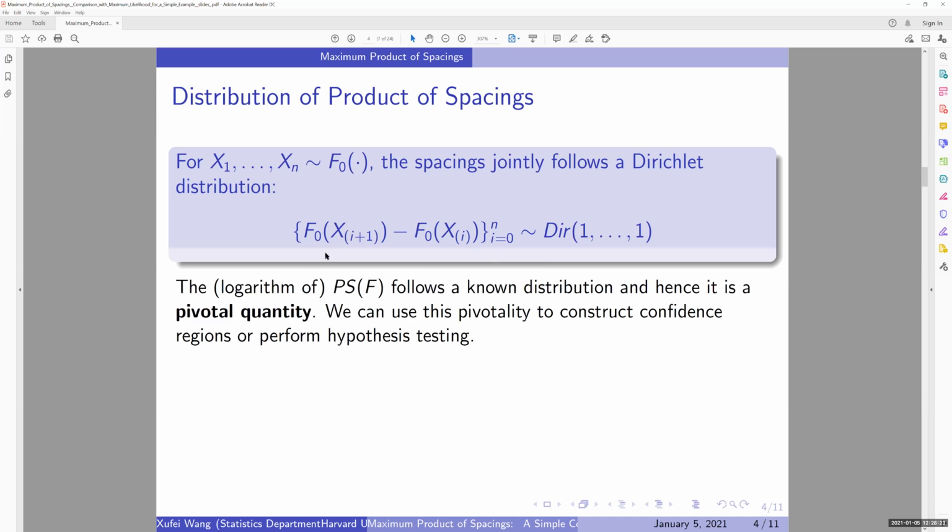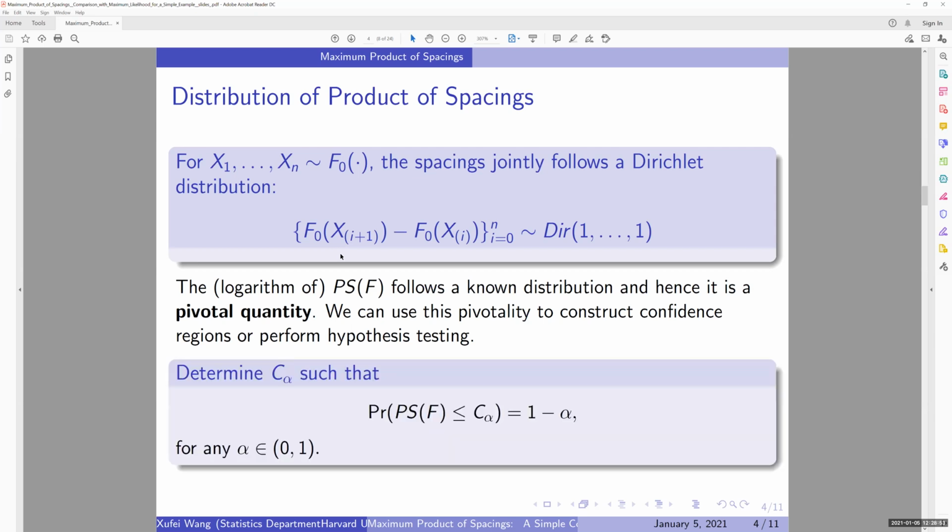So then we know that the logarithm of this product of spacing, or the product of spacing itself, actually follows a known distribution. Even though we may not know the distribution exactly mathematically, we can always know what the distribution looks like by simulations. And this is actually a pivotal quantity. We can use this pivotal quantity to construct a confidence interval or perform hypothesis testing simply from this definition.